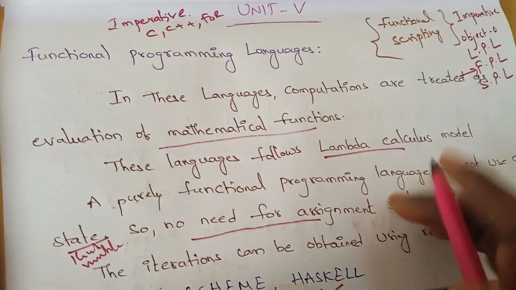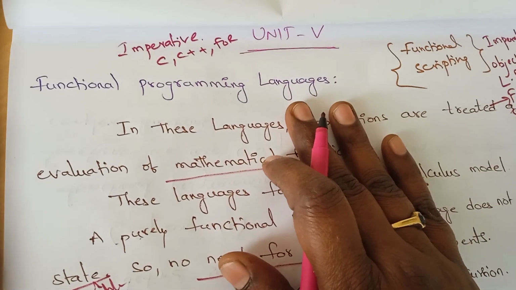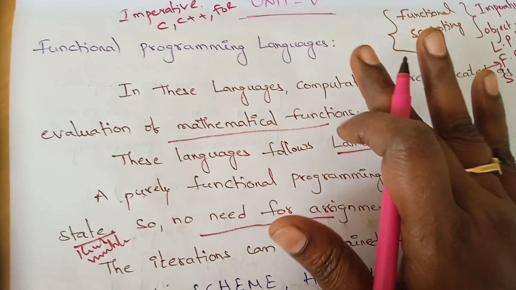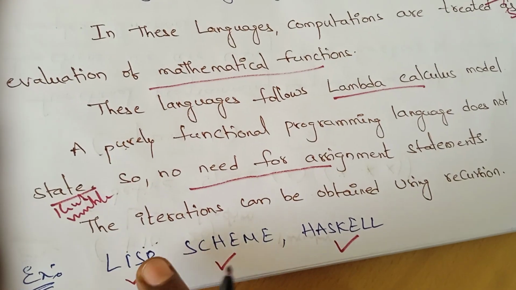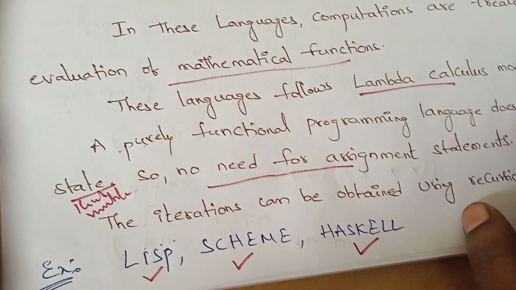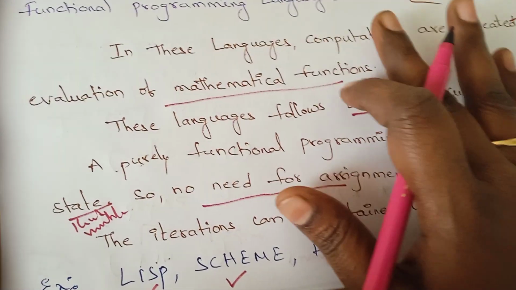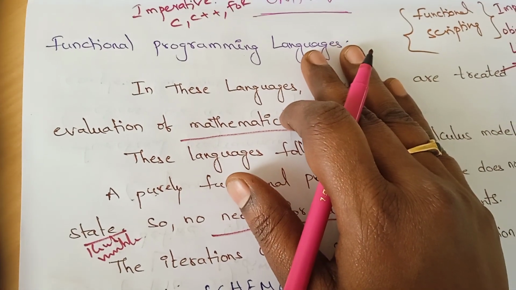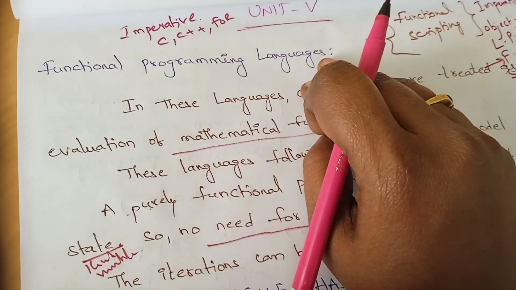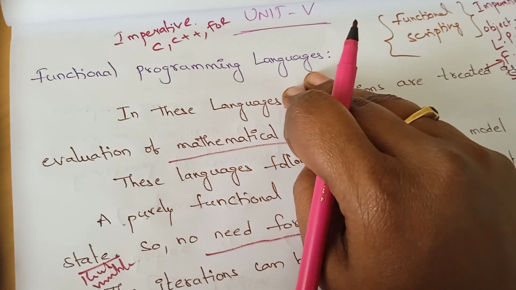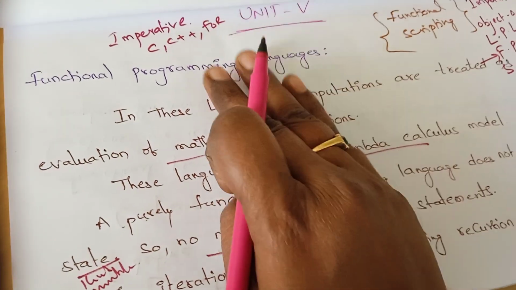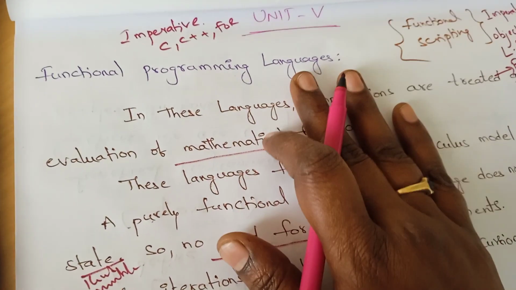And this is actually the fundamentals of functional programming languages. In the next video we'll talk about Lisp, how it performs, and Scheme, Haskell, the other functional programming languages. In this video we learned what functional programming languages are and what their features are, how they perform the evaluations or instruction statements, and what the major difference is between imperative and functional programming languages. Okay, thank you all.